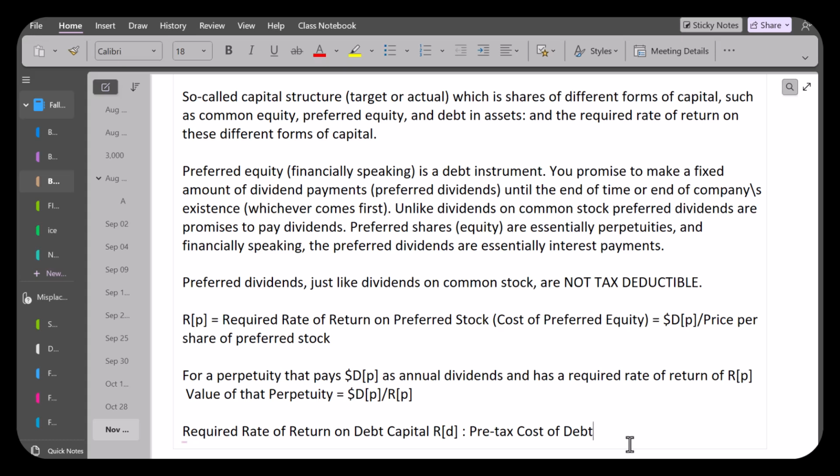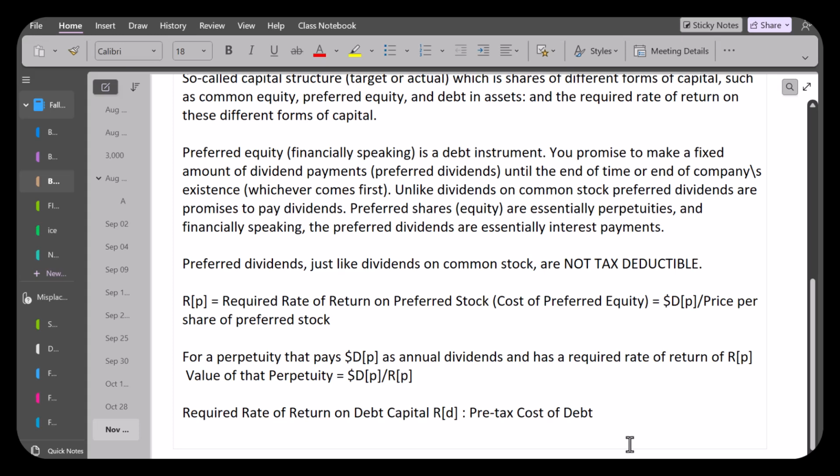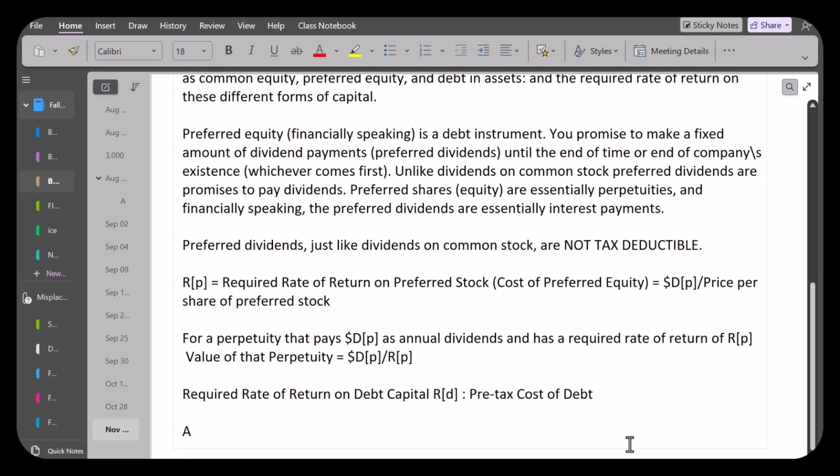If I have $50 million worth of interest payments on $200 million of income before interest and taxes, then I can deduct that 50 million. My taxable income becomes 150, so I'll pay less. So my effective cost is less. And we're going to figure out how to do that. But the after-tax cost of debt is the pre-tax cost of debt times 1 minus tax rate.